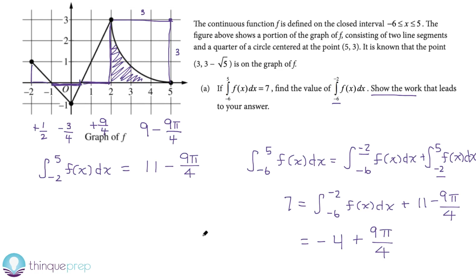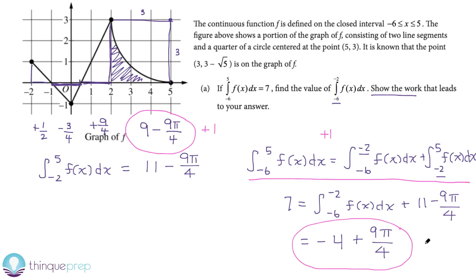Now, if I were to award points for this question, I think I'd probably give a point for you being able to calculate the area under the curve, this 9 minus 9 pi over 4. I think I'd also give a point for you knowing that the area can be written as the sum of two subintervals, so I'd probably give a point for that. And then for the third and final point, I'd give a point for the correct answer here.